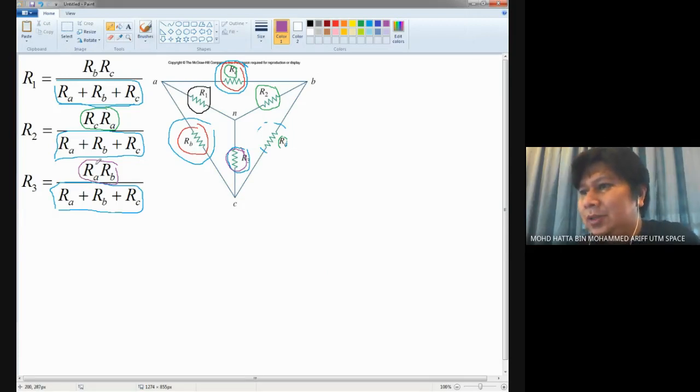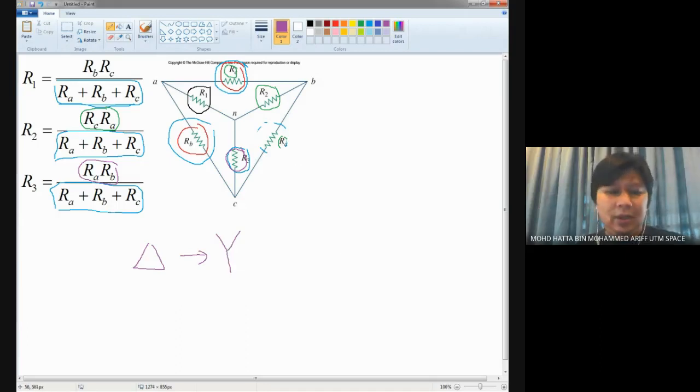So that's why this is RA and RB. For R2, we have RB, RA and RC. And for R1, we have RB and RC. That is for transformation from delta to Y.